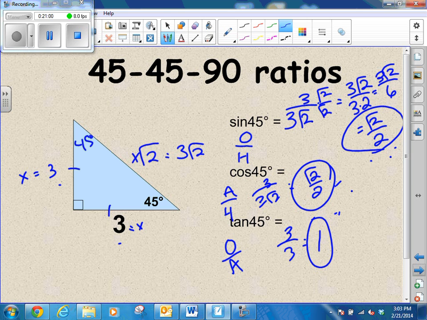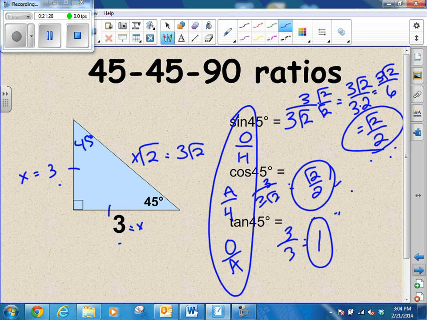These, along with the 30 and the 60, you will get tired of because you see them all the time in trig. So it is worth your time to memorize. If I have 45s, I have radical 2 over 2, radical 2 over 2, and 1. But if you don't memorize that, SOHCAHTOA is where it's at.